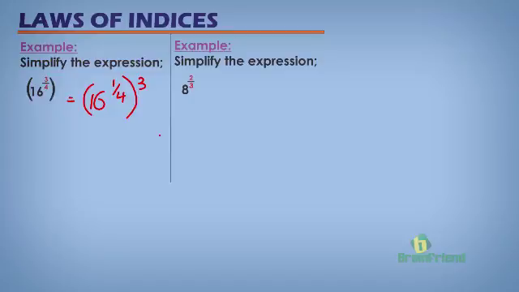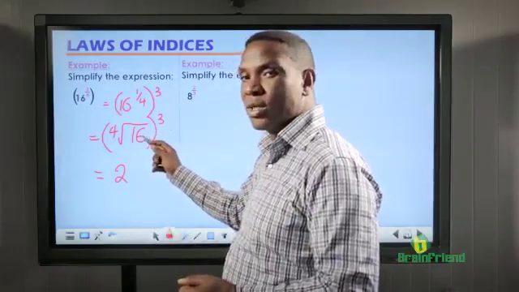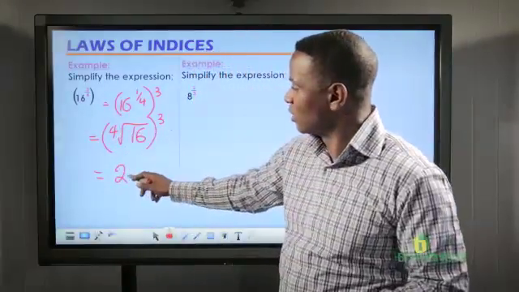Remember we said when you have a fractional index, it is the nth root of whatever quantity you were asked to find. So how would we go about solving this? This would give us the 4th root of 16 all raised to the power 3. And this, of course, is what? 2. It tells us that 2 times 2 times 2 times 2 would give us 16. So our 4th root of 16 is 2.